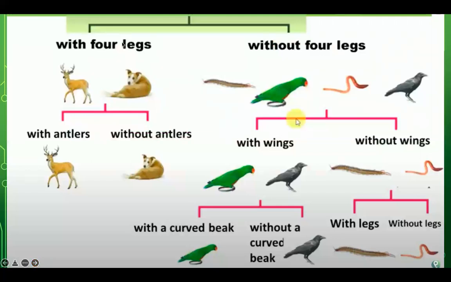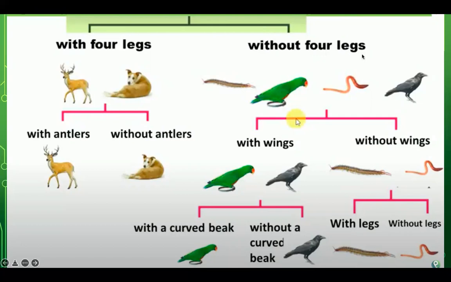Okay, so here I'll give you some exercise. There is an exercise in your book. You can see there are some animals now. As I said, with 4 legs, you can put deer and dog. Without 4 legs, it's not really clear. A worm, parrot, crow. I guess this is kind of arthropoda anyway. Okay, arthropoda category. Anyway, it does not have 4 legs.